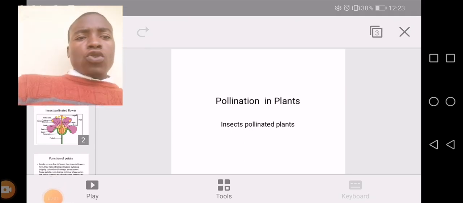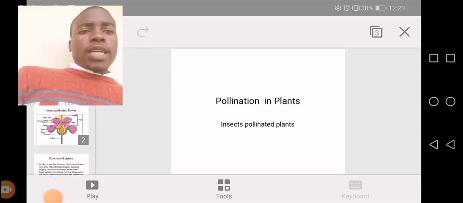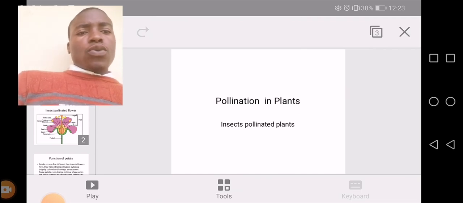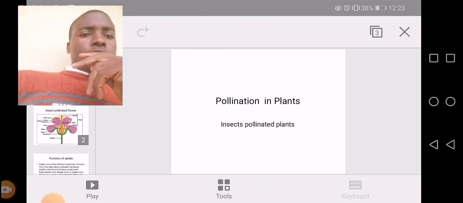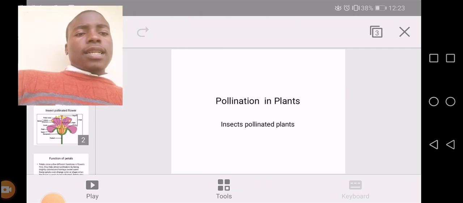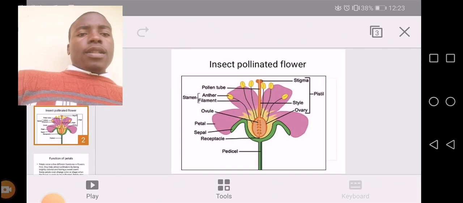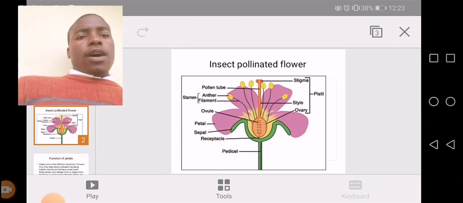So today our topic is pollination in plants. We are going to look specifically at insect pollinated plants or flowers. Insect pollinated plants or flowers are mainly pollinated by insects, unlike plants that are pollinated by wind. For example, this flower is an insect pollinated flower.